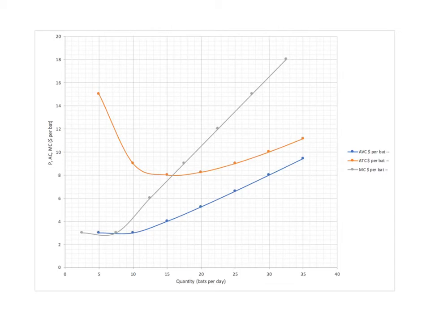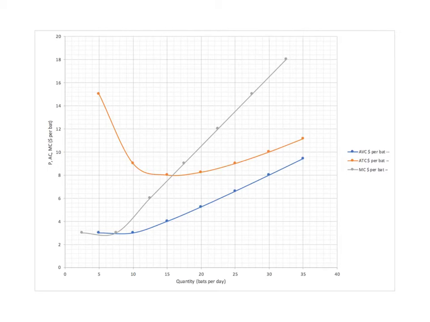There's some fixed factor. We're adding more and more variable factor to some fixed factor, and that results in this increasing cost phenomenon in the short run. Marginal cost increases with output. We'll leave it at that. All right, let's go back to the handout.